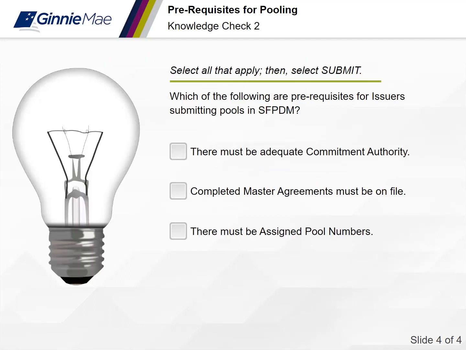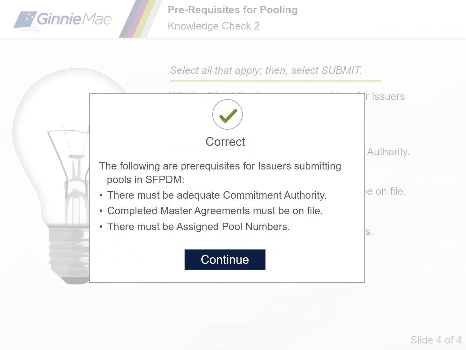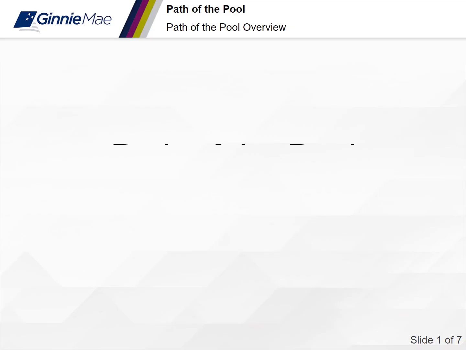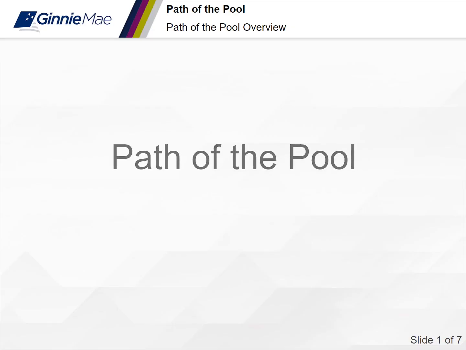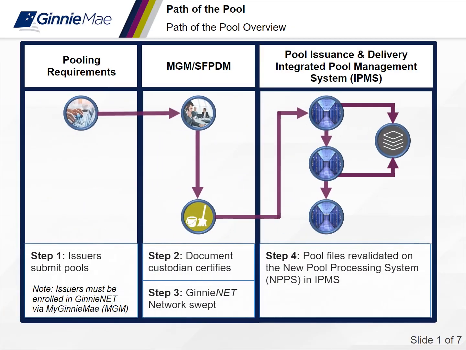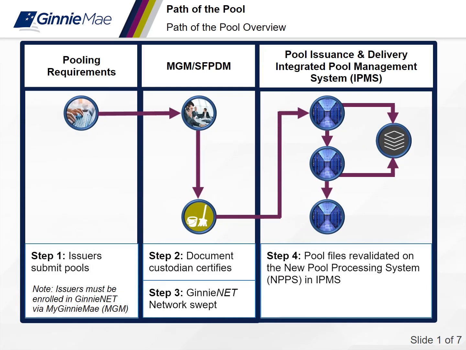Now, check your understanding. If you look at number 1, it talks about pool submission. That, of course, is you, the issuer, who's going to set up those pools and submit them to your custodian. So 1, the issuer sets up the pool and submits to the custodian.